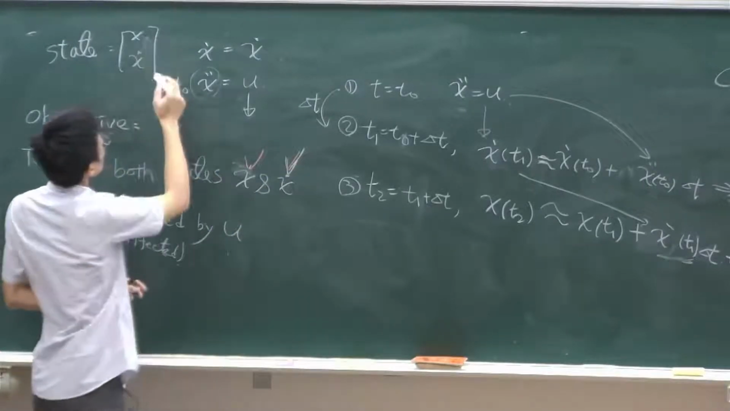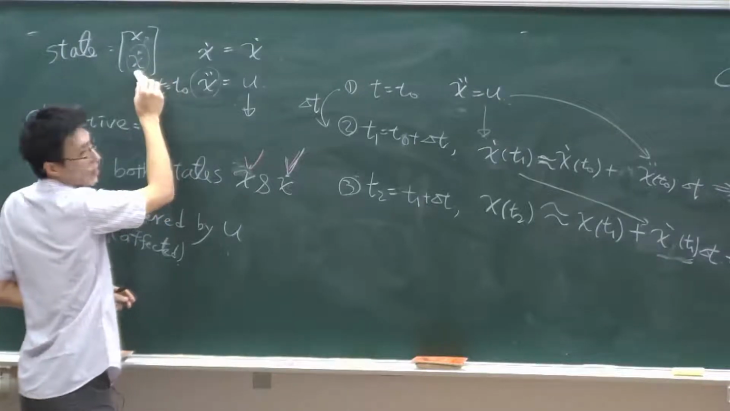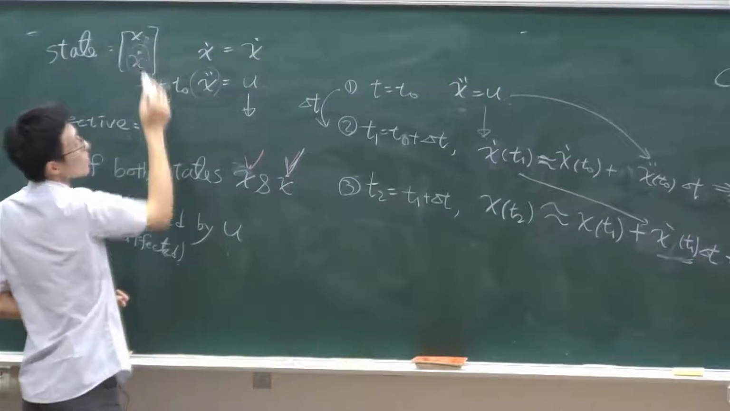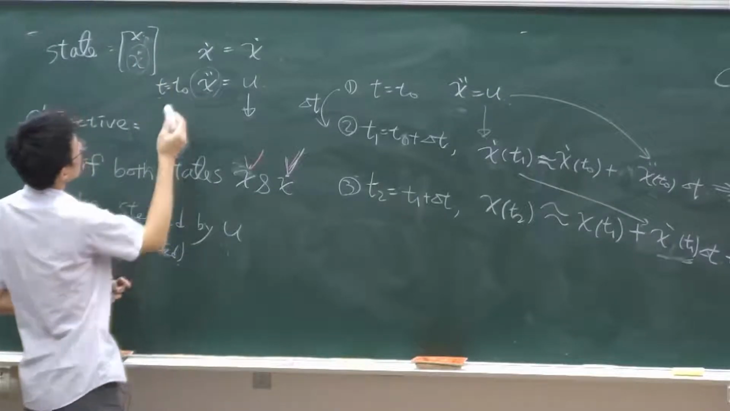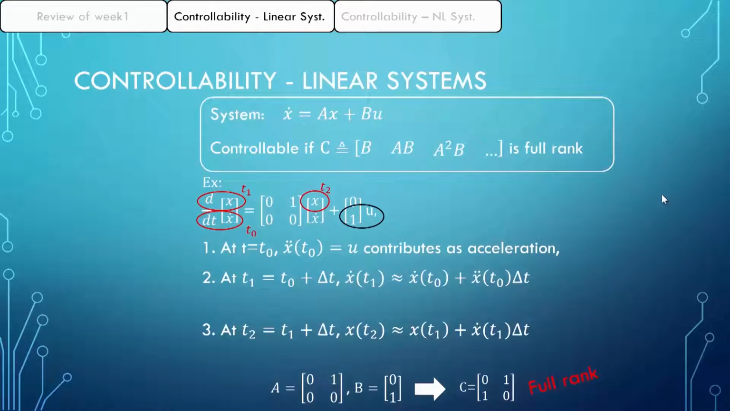How about the first element? We know this element can be controlled, right? But if there's an inference from here to here, that means that you can control both this and this, right? Where did the inference come from? It comes from this A matrix.